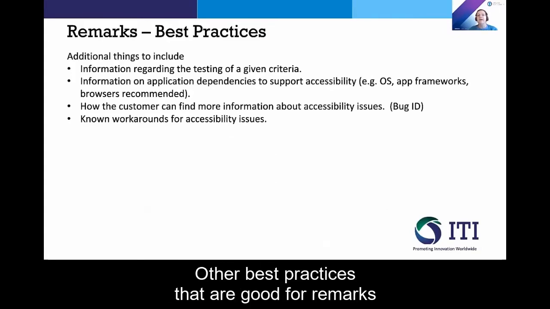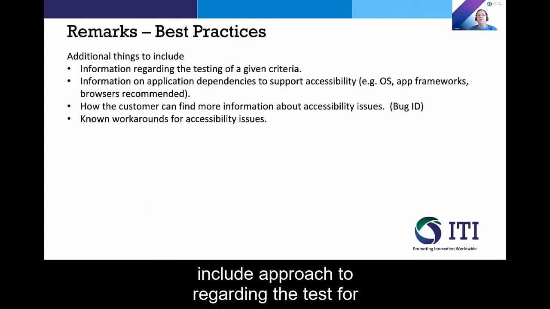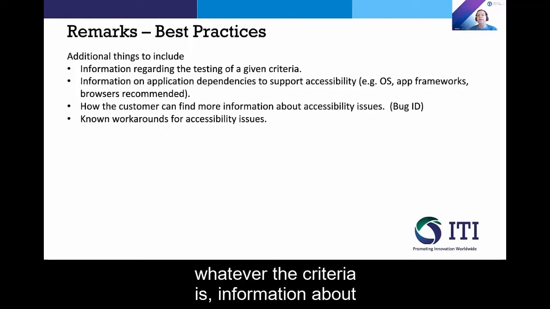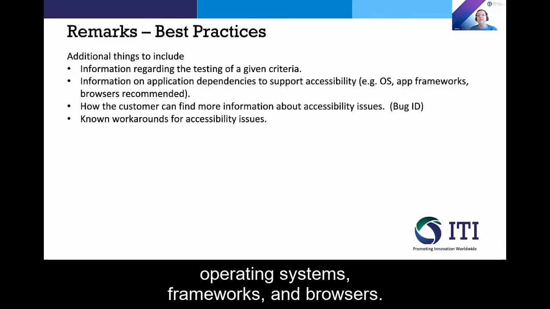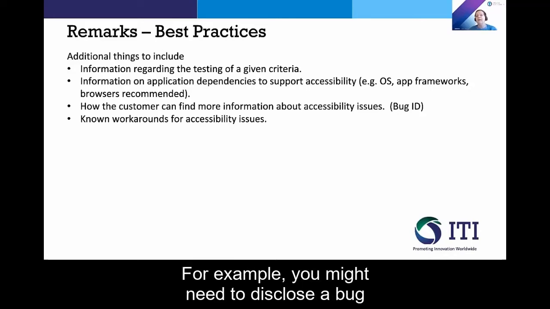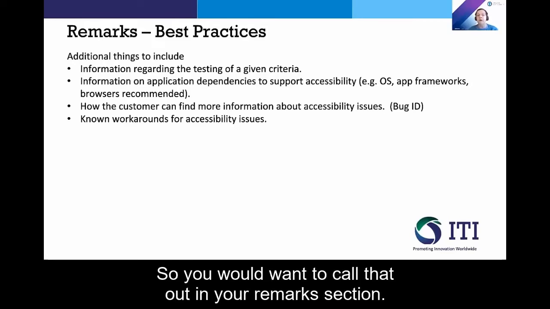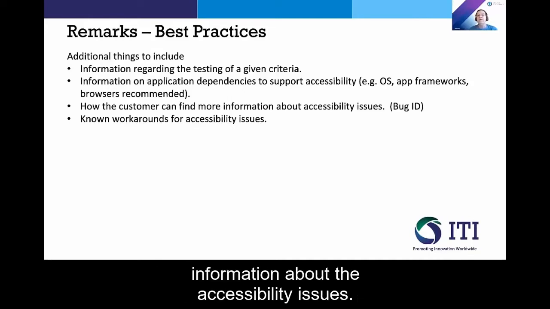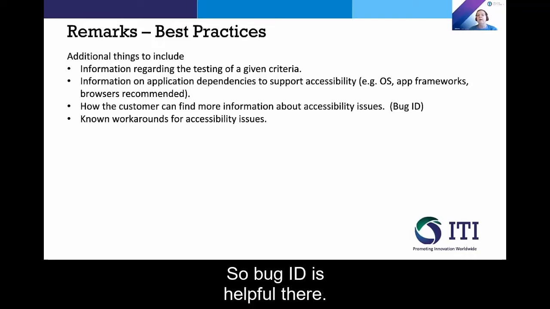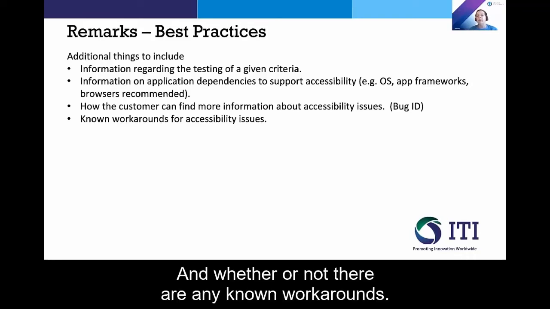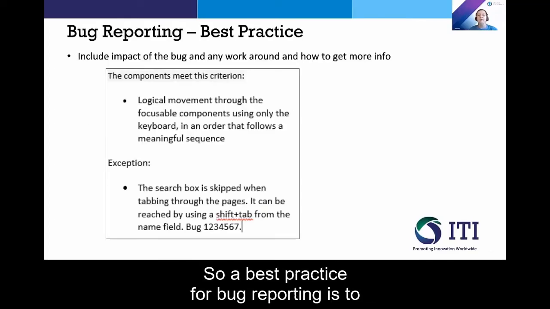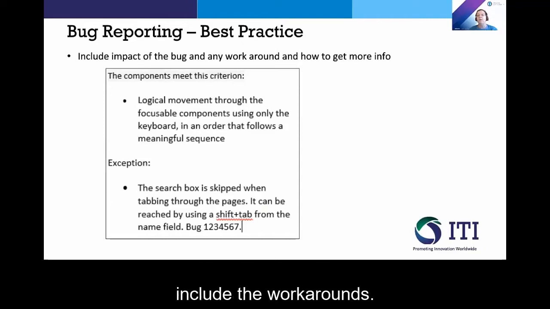Other best practices that are good for remarks include the approach regarding the test for whatever the criteria is, and information about operating systems, frameworks, and browsers. For example, you might need to disclose a bug that only appears in one particular browser. So you would want to call that out in your remarks section. Also, how they can find more information about the accessibility issue. So bug ID is helpful there, and whether or not there are any known workarounds. So a best practice for bug reporting is to include the workarounds.